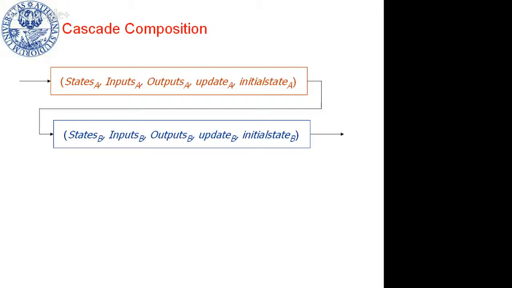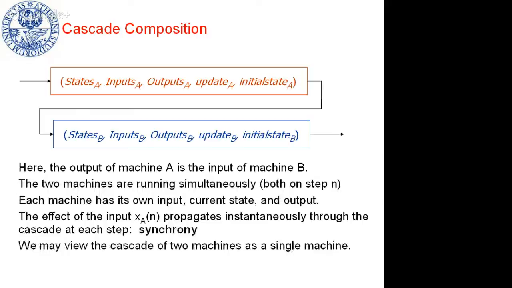First composition is a very simple series composition. So we have two state machines, A and B, defined according to our tuples of states, inputs, outputs, update function, and initial state. And the output of machine A is simply connected as the input of machine B. And again, according to our assumptions, the two machines are reacting simultaneously. Okay?